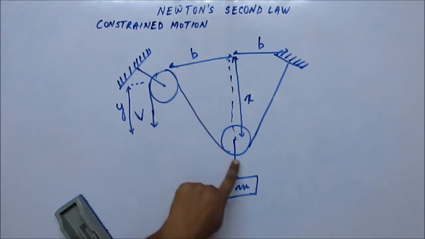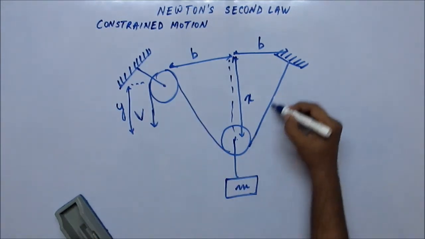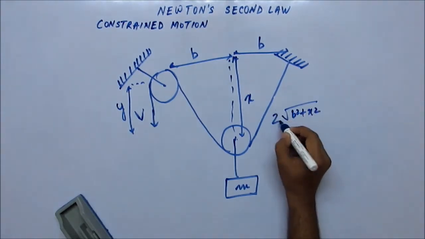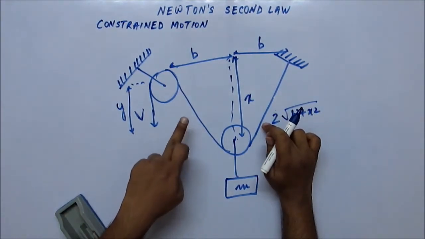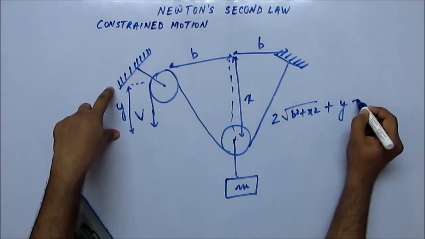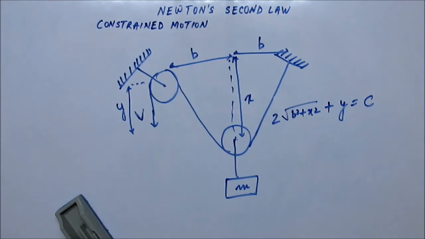This will be straightforward. Now let's write the constraint relation. The length of the string has to remain constant. This length is root over b squared plus x squared. 2 times this will cover this length, and this length is y. This is going to remain constant. This is the length of the string. Now this is the constraint relation which is better than before.